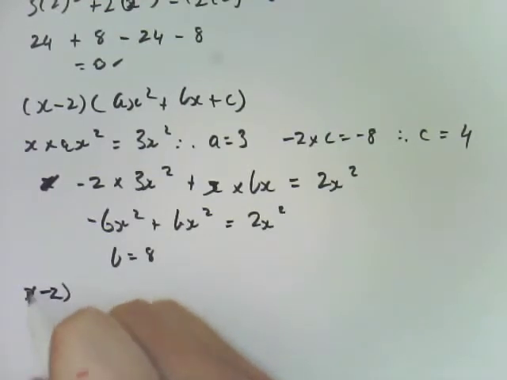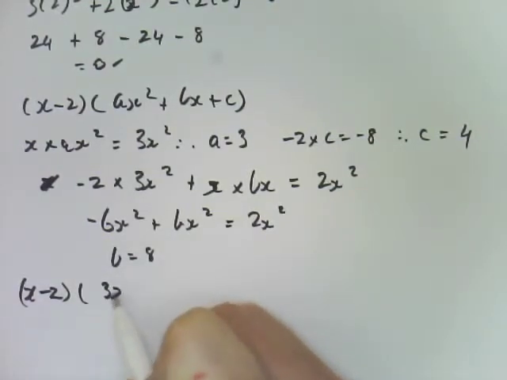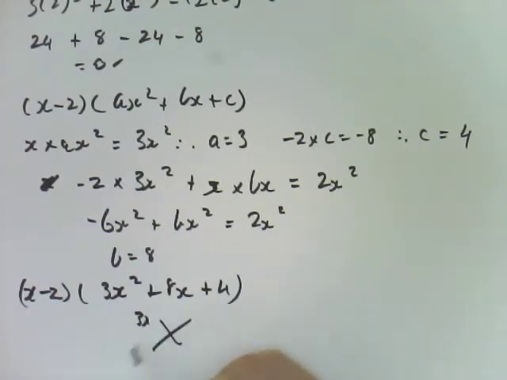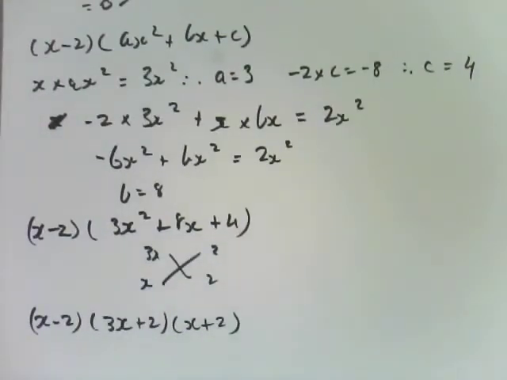So my final factorisation, or my partway short division factorisation there is x minus 2, 3x squared plus 8x plus 4. Now we've got to factorise again, and we do that by inspection. 3x, x, 2 and 2, and I promise you that works. So x minus 2, 3x plus 2, x plus 2. Alright, remember, you don't need to do short division. You can do long division.